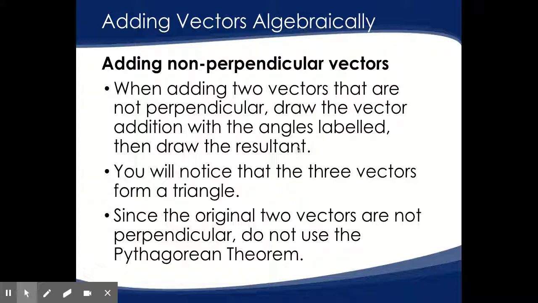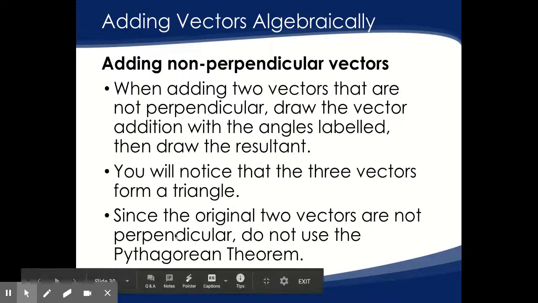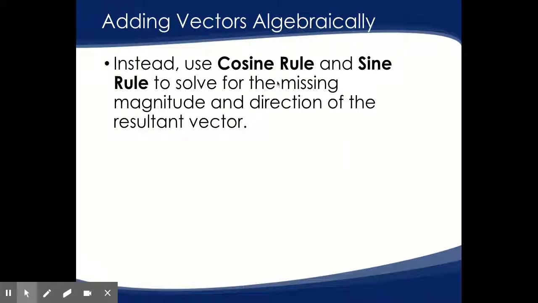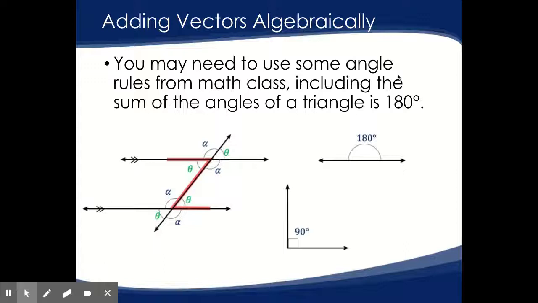So we're always drawing the vectors out. Even though you're solving it algebraically, we're drawing our vectors. You're going to notice that your three vectors will form a triangle. And then since they're not perpendicular, we are not using the Pythagorean theorem. What we need to use is the cosine rule and the sine rule, or cosine law and sine law. So hopefully those ring a bell. If they don't, they're not super difficult.